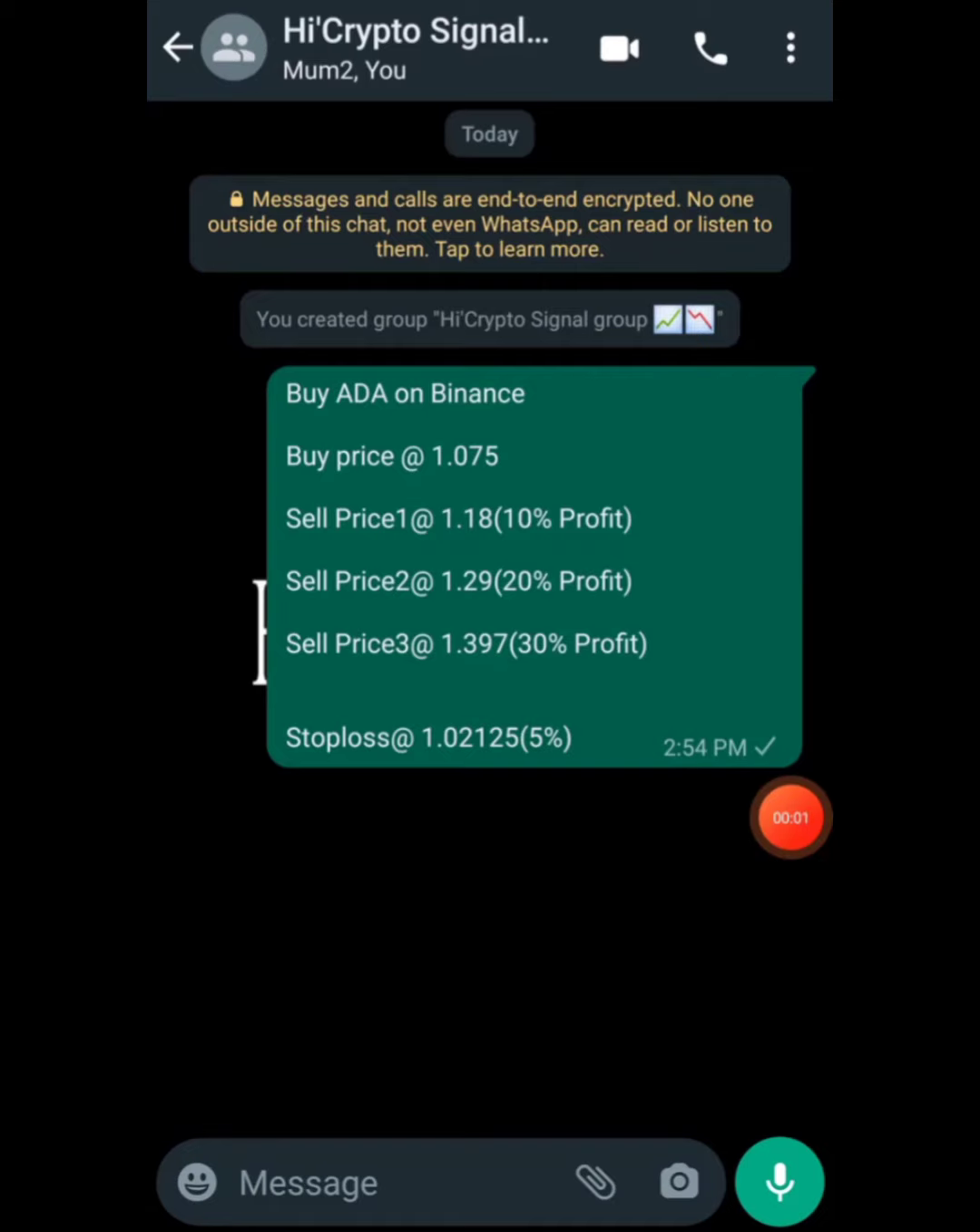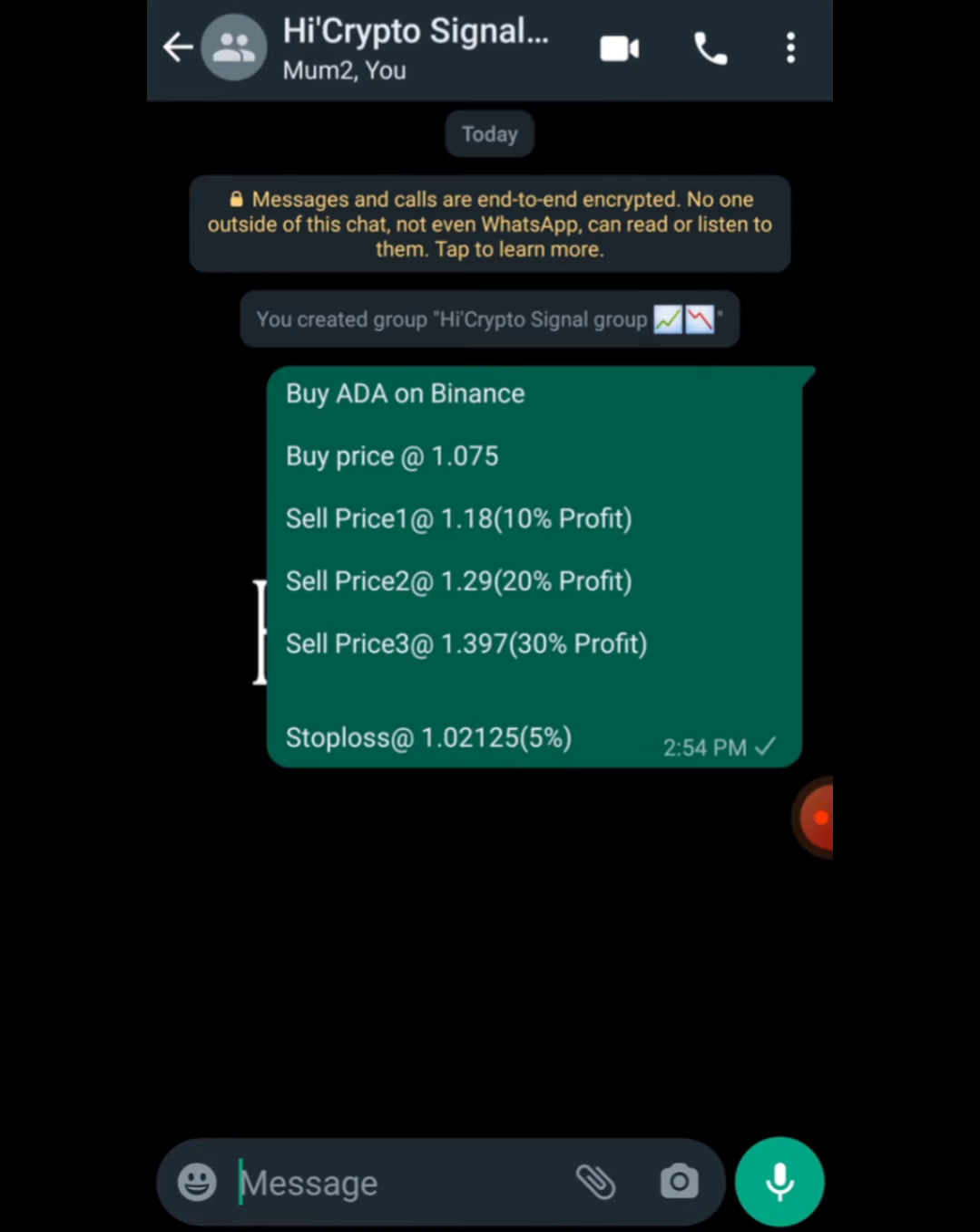Now look at this signal: buy ADA on Binance, and we have our buy price at 1.075, and also we have sell price one at 1.18, sell price two at 1.29, and sell price three at 1.397. Also down here we have our stop loss at 1.02125. Yeah, that is a signal.